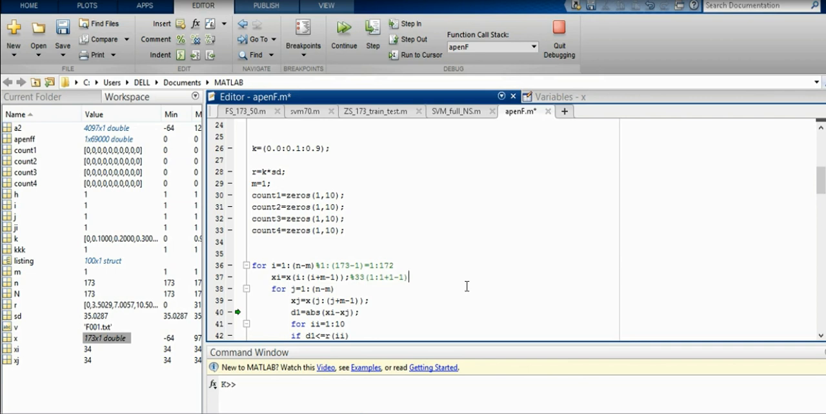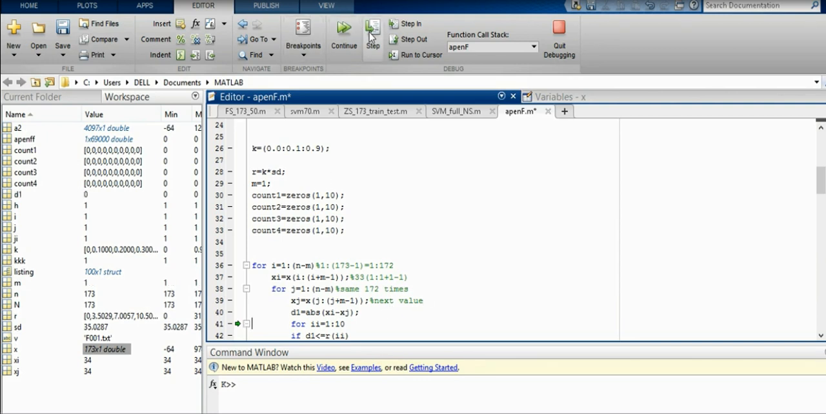Here x is equal to the first value, 33, and 1 colon 1 plus m minus 1, because m is equal to 1 and i is equal to 1. So this loop runs continuously 172 times, and the next values are handled the same way.